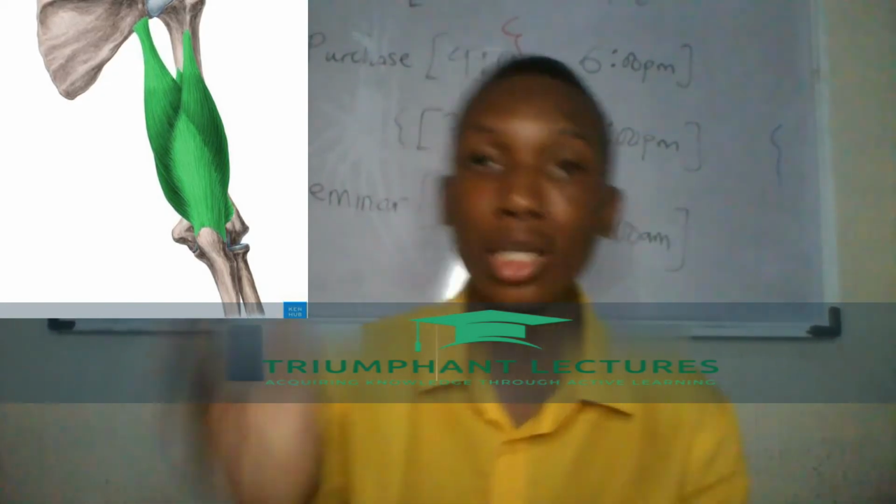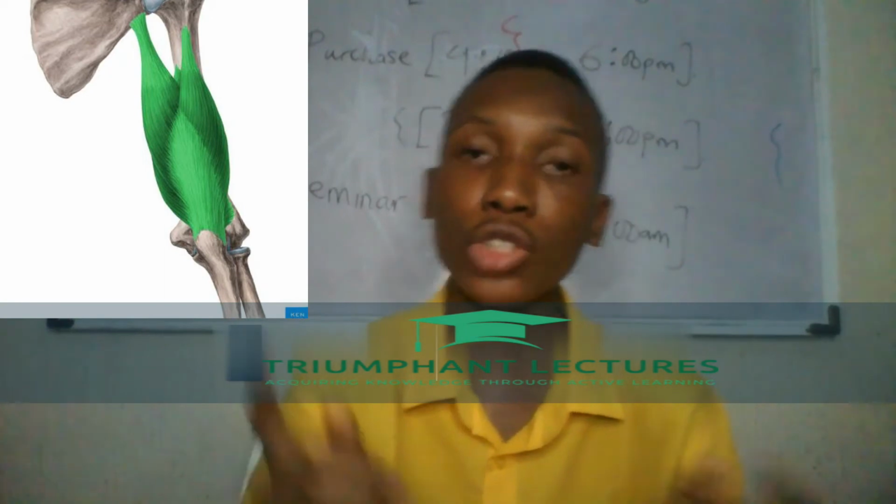Let's talk about the last muscle. This muscle is found in the posterior compartment of the arm. It's called the triceps brachii. The triceps brachii, what does it mean? It means that it has three heads. It has a long head, a lateral head, and a medial head. Usually, the medial head is deep to the long head and the lateral head. That you can see there, right?